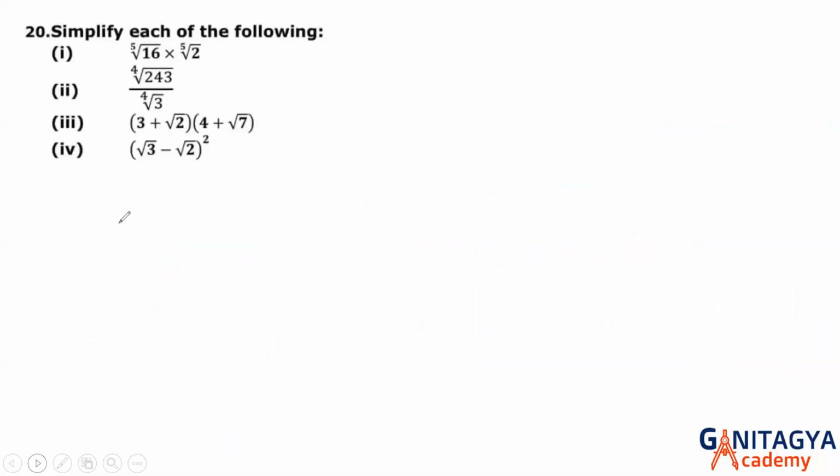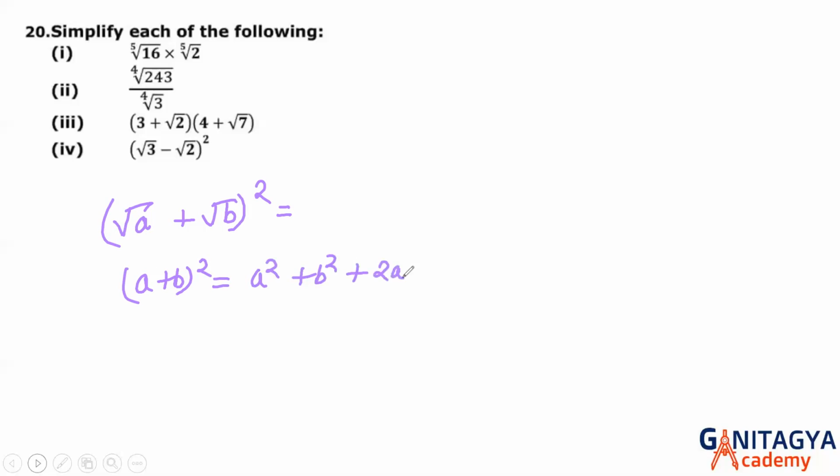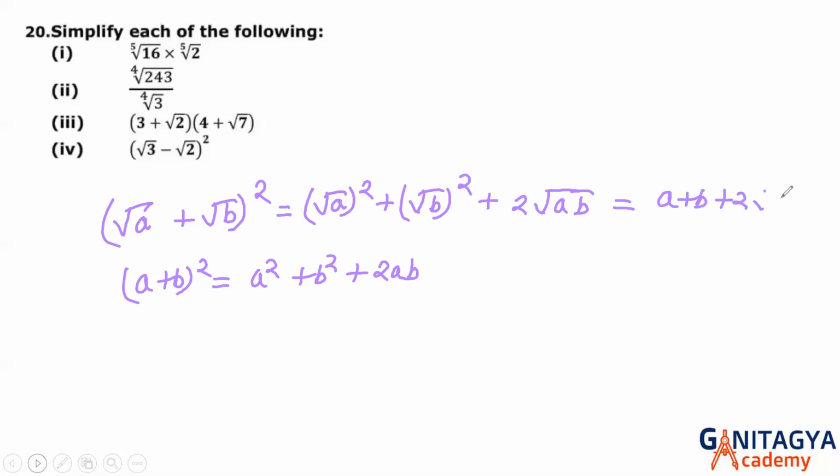So next, I would like to say that (√a + √b)². Like (a + b)², that is a² + b² + 2ab. Similarly, you can write (√a)² + (√b)² + 2√(ab). So this is nothing but a + b + 2√(ab). Similarly, if it is minus, this minus will come here.